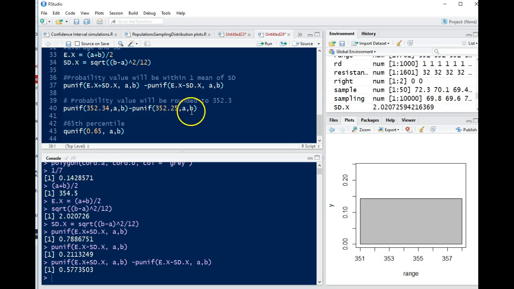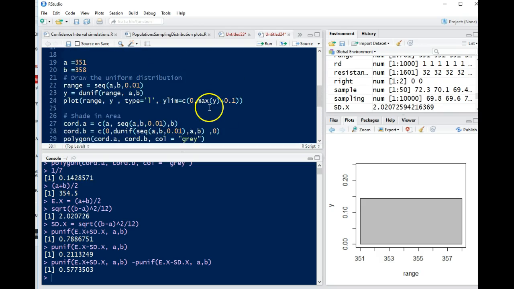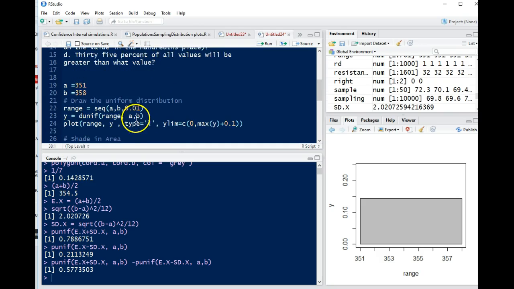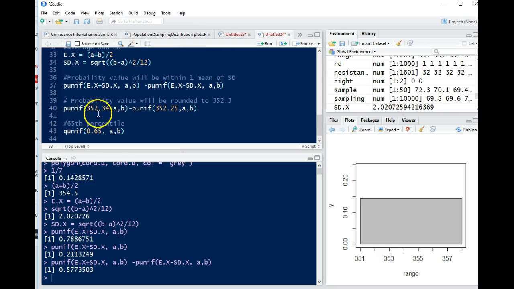0.577353. All right, so I can also then calculate this next probability, where the question is, suppose one student gets a rounded value of 352.3, what is the chance another student gets that exact same value? So if the rounding takes place on the hundredths place, that means that values like 352.25, 352.26, 352.27, all the way up to 352.34 will round to 352.3. So that means that that is a range of values in which we will get that same value.